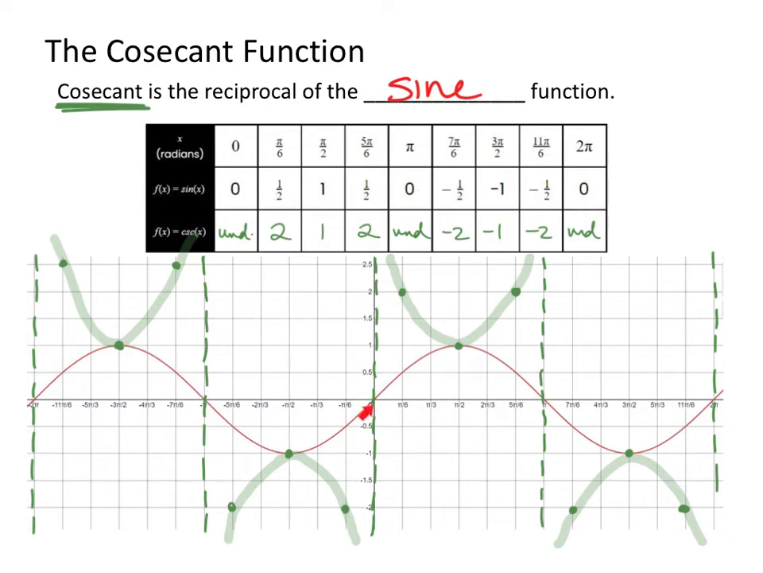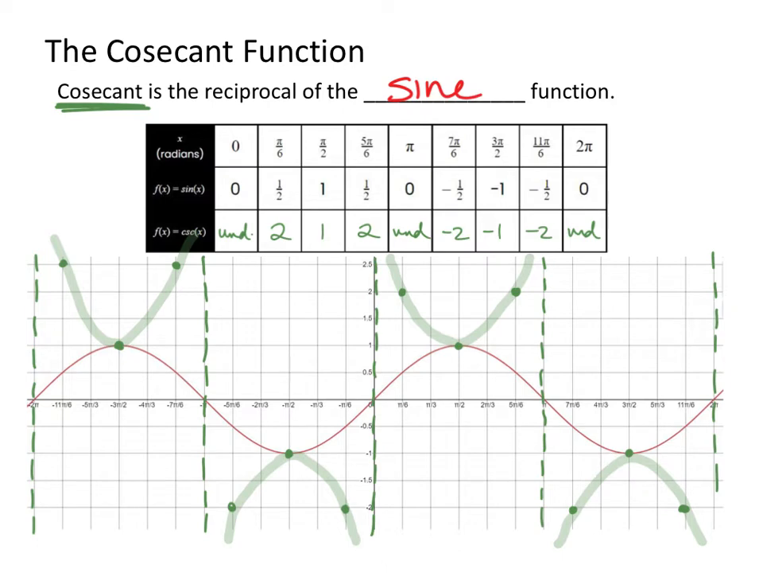So from 0 to 2 pi, all of the values for cosecant would be pi over 6 comma 2, 0 comma undefined, so there's a gap here in the graph called a vertical asymptote. Then we have pi over 6 comma 2, pi over 2 comma 1, 5 pi over 6 comma 2, and then another vertical asymptote. And you can see the other part of the period is here. So again, from 0 to 2 pi, one period of the cosecant function looks like this in green.